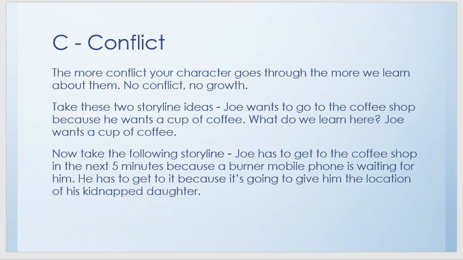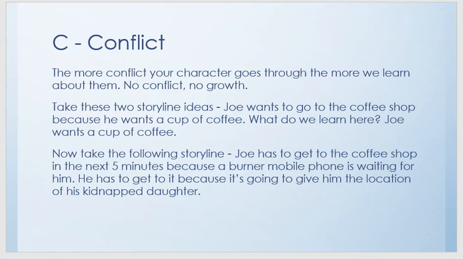But what if we change the storyline? What if Joe got a phone call saying, Joe, you've got to get to this coffee shop because there's a burner phone waiting for you. And on that burner phone, you're going to find the location of your kidnapped daughter. So all of a sudden, this isn't the same Joe as in the previous one. Joe has to get to that coffee shop to get to his kidnapped daughter.